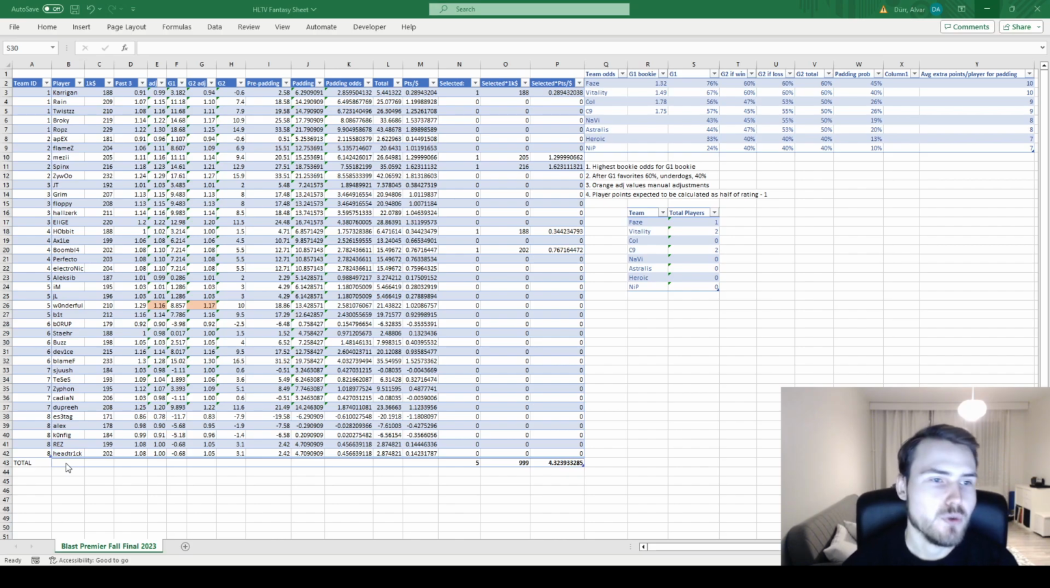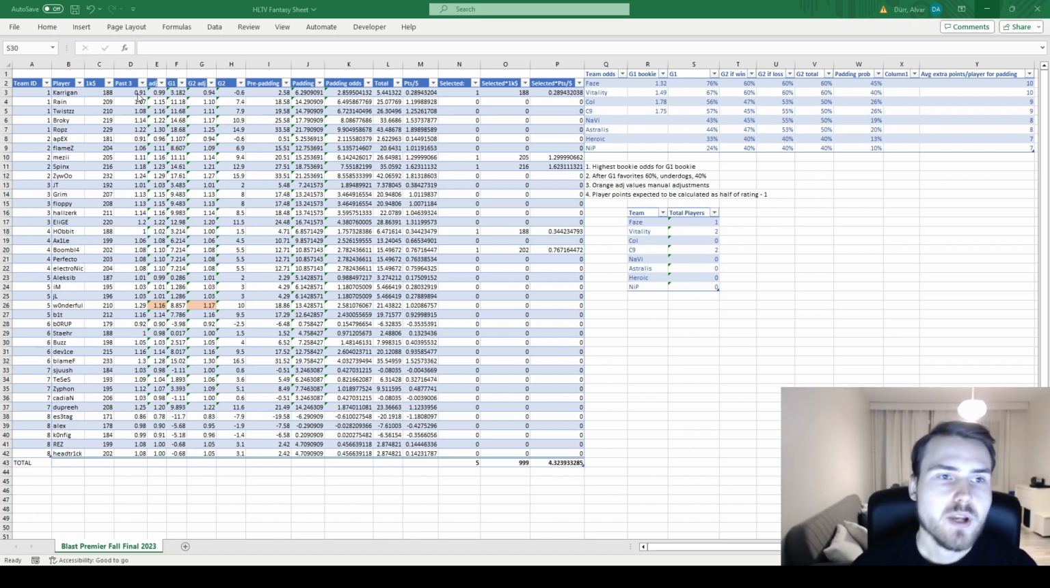And I'm gonna kind of go through this spreadsheet. First off, we have a team ID here, just to sort players into different teams. We have all of the player names who are available in fantasy. We have the cost for each player. This is pretty normal stuff, right?